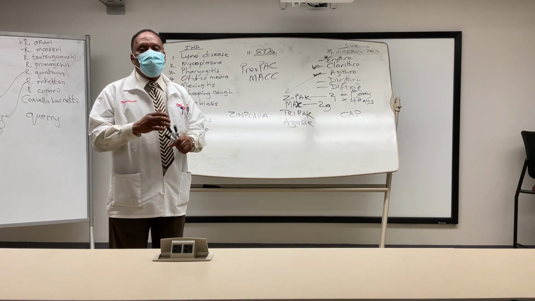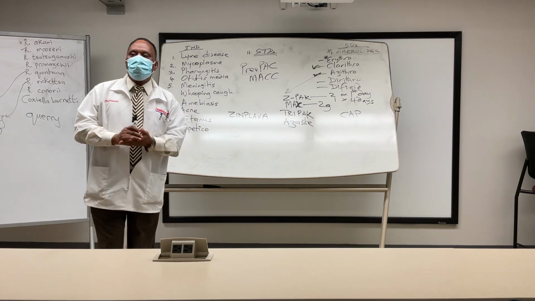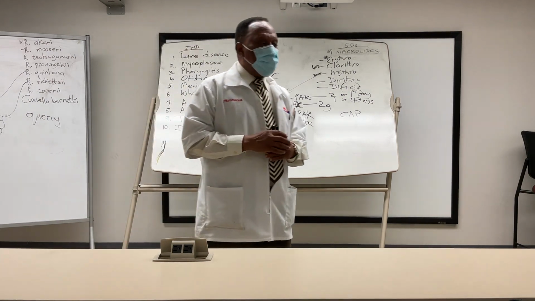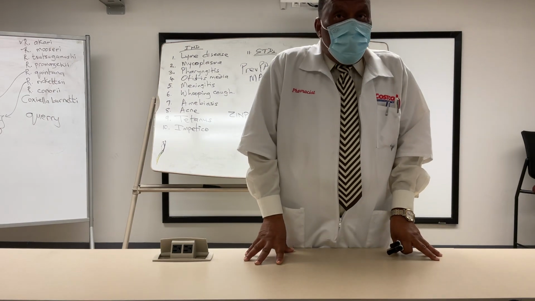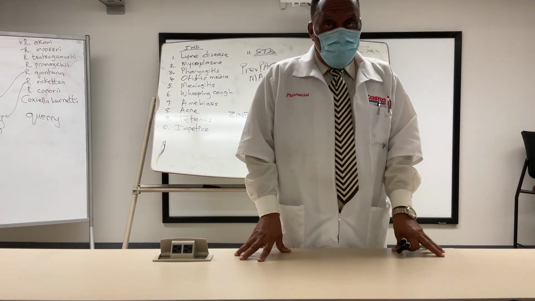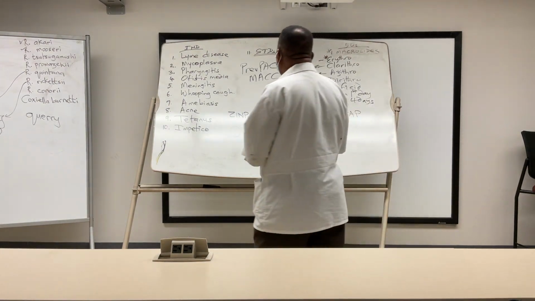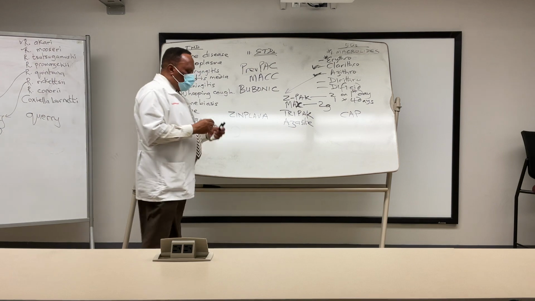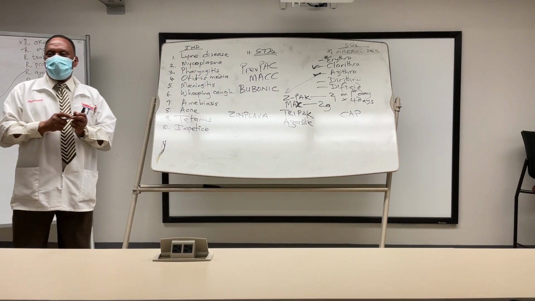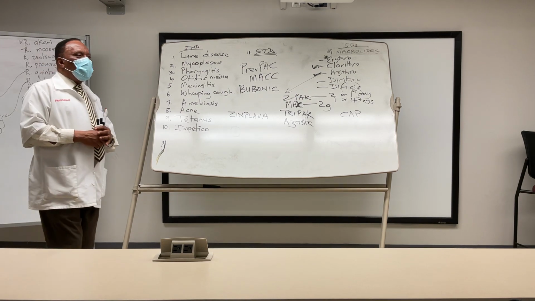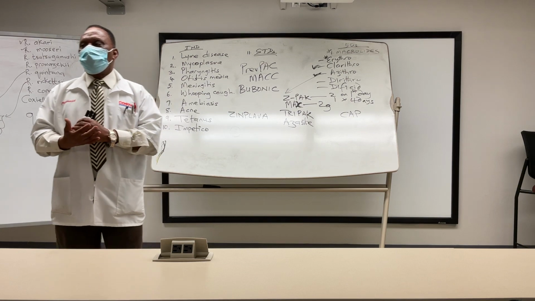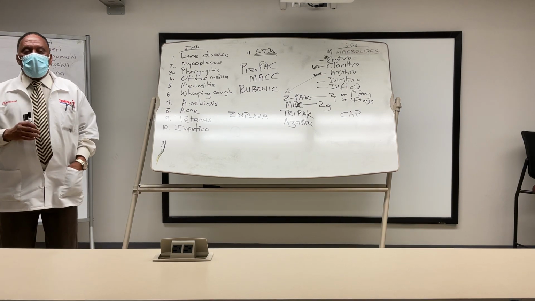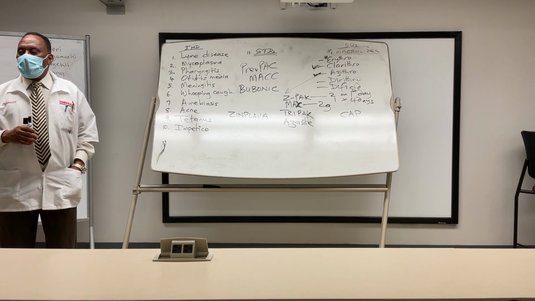All right, questions? So you said that the meningococcal type can be, you can use chloramphenicol. Yes. And the other one you said? Bubonic. For bubonic plague, you know, you use streptomycin. For meningeal plague, you use chloramphenicol. And like we said, it's been life-saving in that particular condition, because that's a serious form of plague.